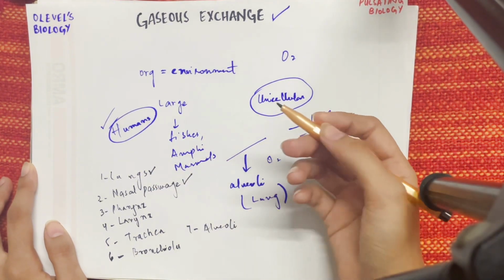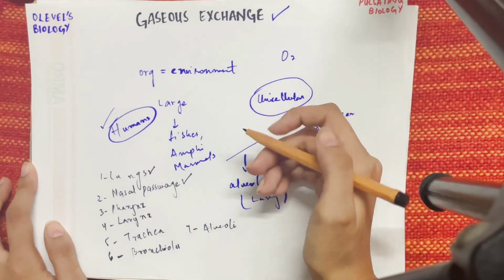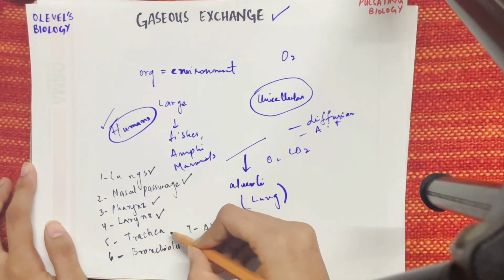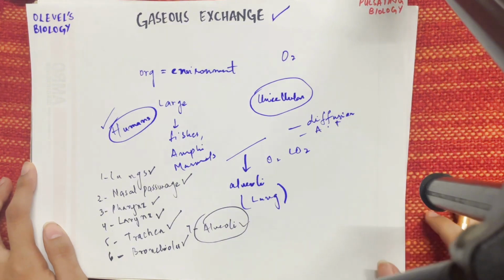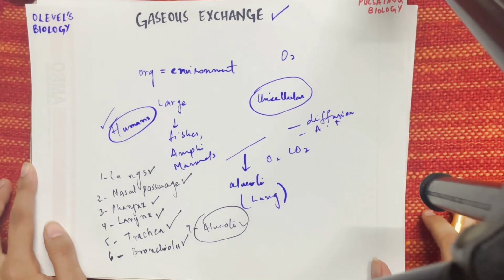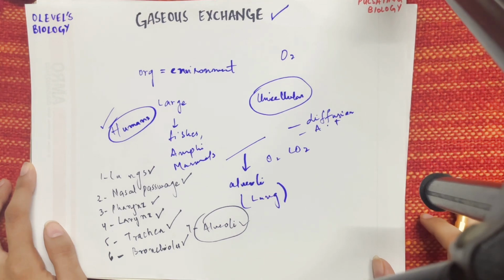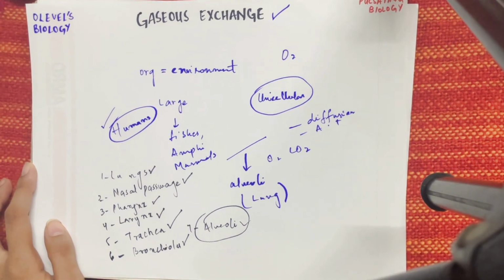Then we have the nasal passage, as the nostrils are involved. Then the pharynx, the larynx, the trachea, the bronchioles, and then the alveoli, which provide a large surface area to volume ratio and are majorly involved in the exchange of gases, that is, the excretion of carbon dioxide and absorption of oxygen.